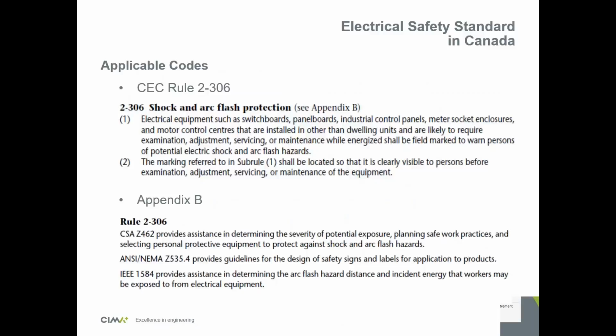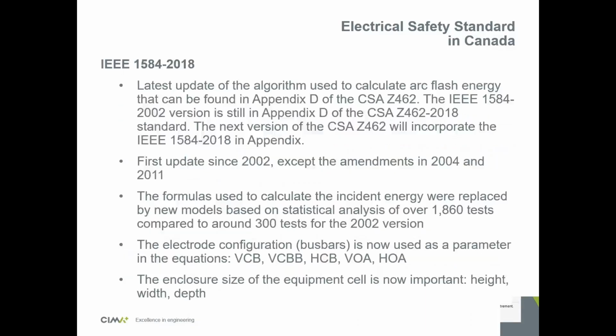So the applicable codes. In the Canadian Electrical Code, Rule 2306 states that all electrical equipment that is susceptible to being worked on while energized shall be field marked to warn persons of potential electric shock and arc flash hazards. And then in Appendix B, the code states that CSA Z462 can be used to evaluate arc flash hazards, and also states that IEEE 1584 can be used to calculate the arc flash energy.